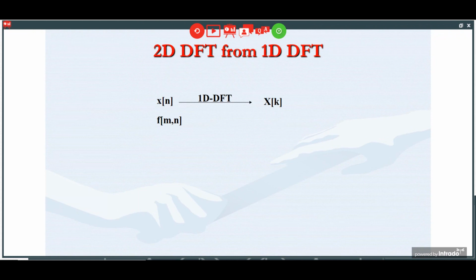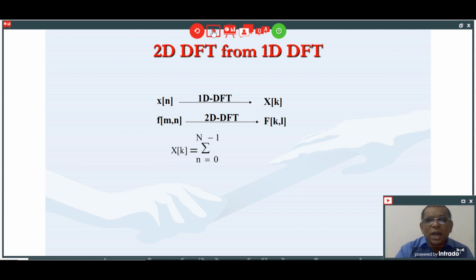If we have a two-dimensional function, it is represented by m comma n. m and n represent the spatial indices. If we take the two-dimensional Fourier transform, we will get the spectrum as F of k comma l. Now, the expression for the one-dimensional forward Fourier transform is given like this. In this, e power minus j 2 pi by N kn is a complex exponential that forms the basis of the Fourier transform. This basis function has both a time index as well as a frequency index. That means it acts as a bridge between the time domain and the frequency domain.